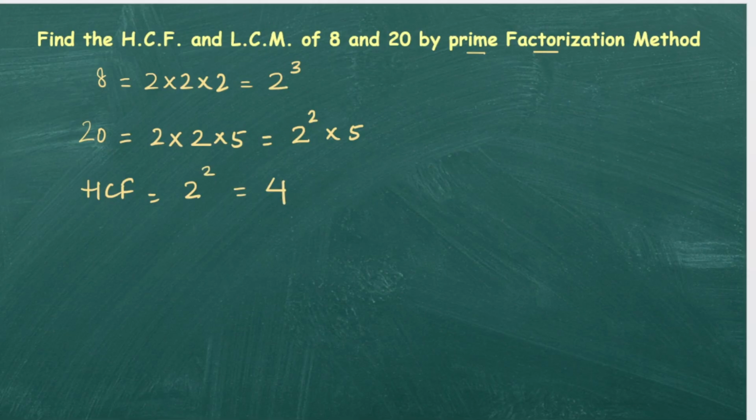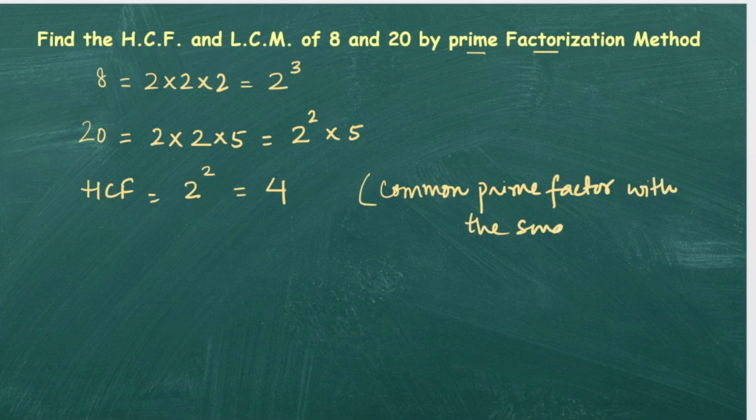2 square is 4. So remember, HCF is always the common prime factors, whichever are the common prime factors, with the smallest power. Now, how will we find the LCM? For LCM, you take the product of all the prime factors which are coming in both the prime factorizations, which are the two prime factors, 2 and 5. So multiply them, but multiply them with their highest power.